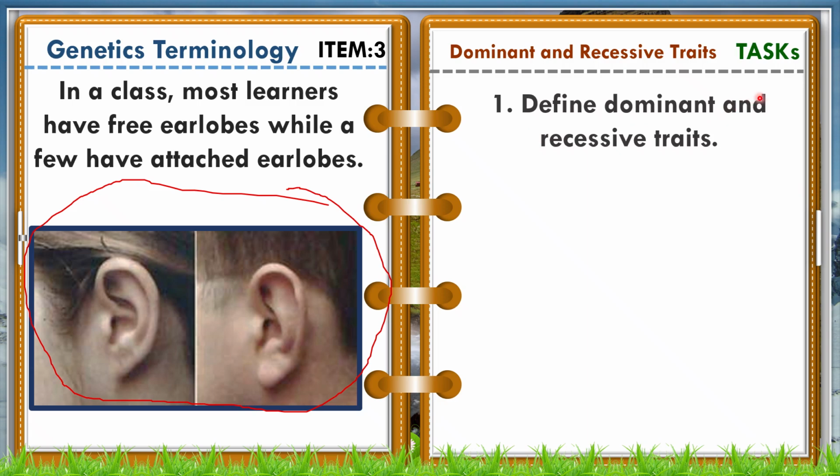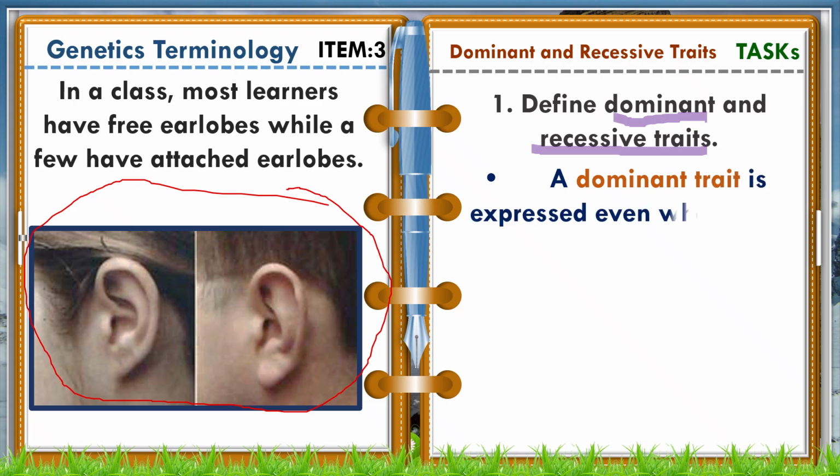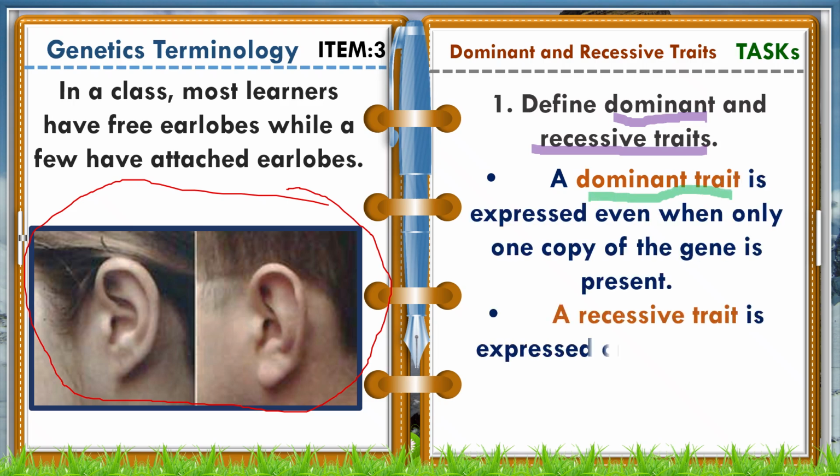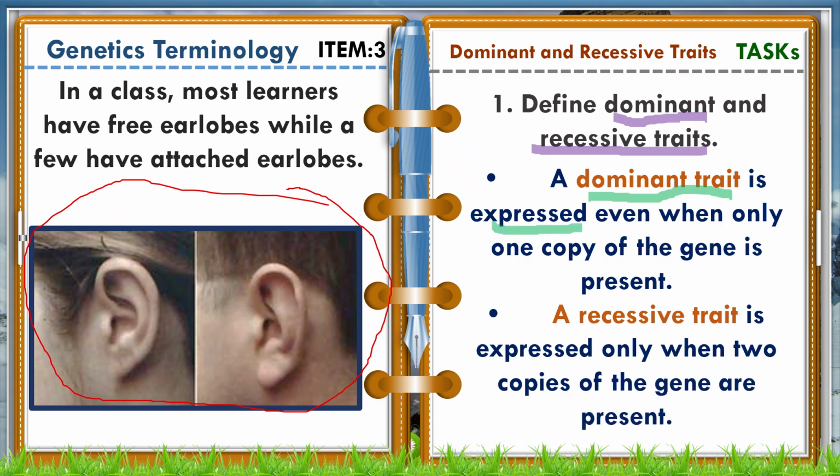Define dominant and recessive traits. A dominant trait is expressed even when only one copy of the gene is present. A dominant trait is expressed when only one copy of a gene is present.